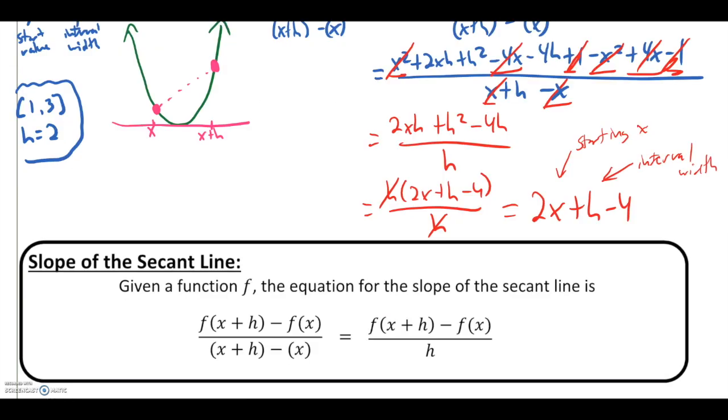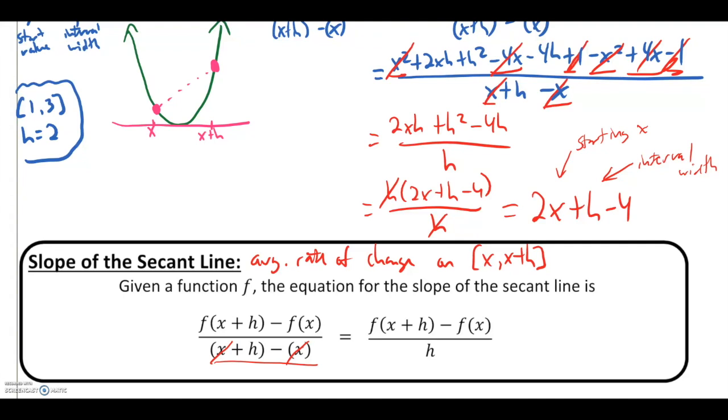So to generalize, the slope of the secant line, the average rate of change on some interval x to x plus h, unknown starting point, unknown interval width, the equation for the slope of a secant line is f of x plus h minus f of x all over h. And just recall the over h comes about because you really have x plus h minus x, but those two x's cancel each other out.